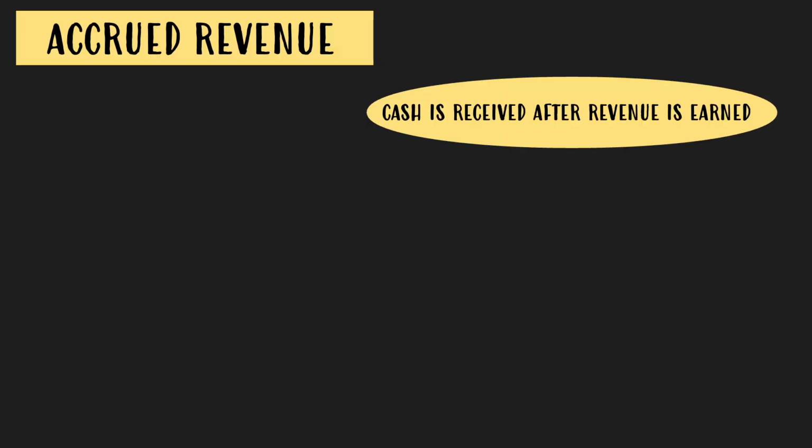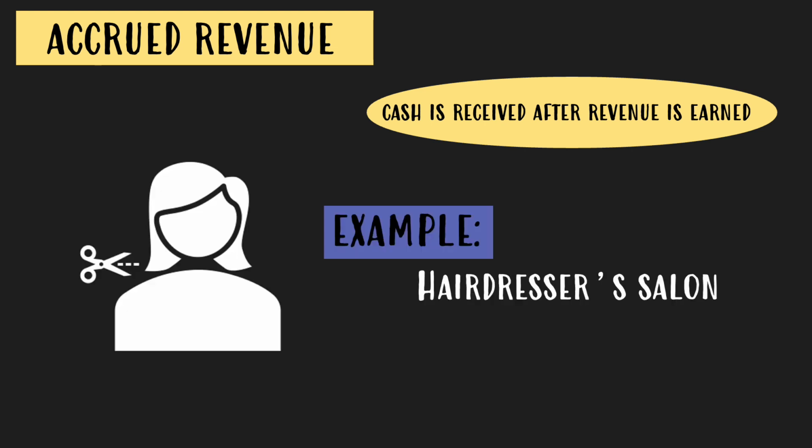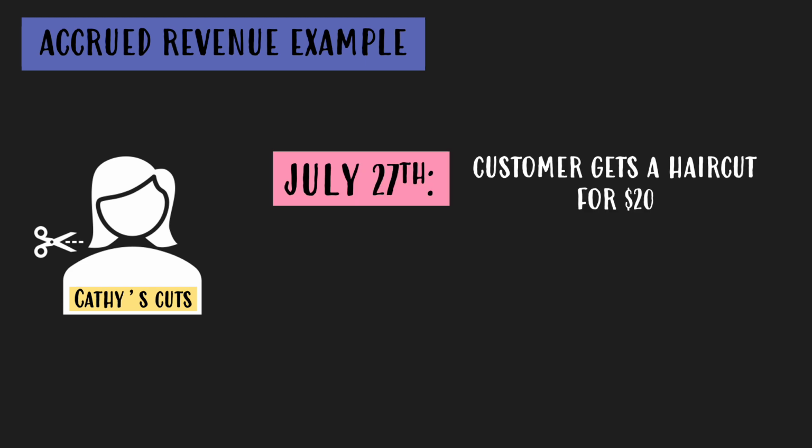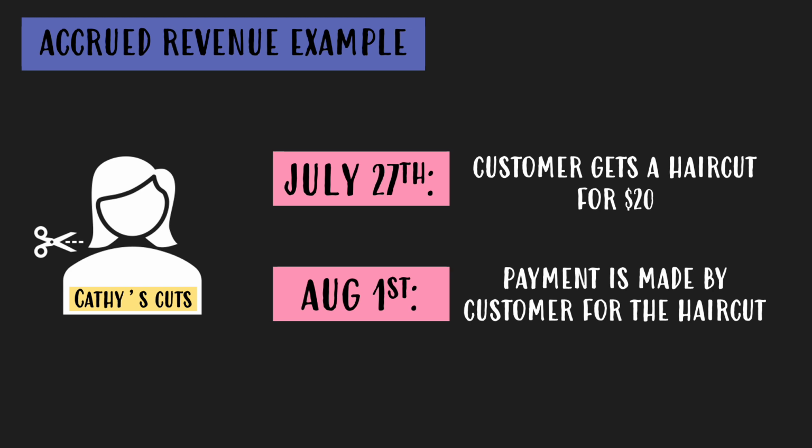When cash is received after revenue is earned by a business, it is known as accrued revenue. An example of this is a hairdresser's salon. On July 27th, a customer goes to get a haircut at Kathy's Cuts for $20. The customer is billed and payment is made on the 1st of August.